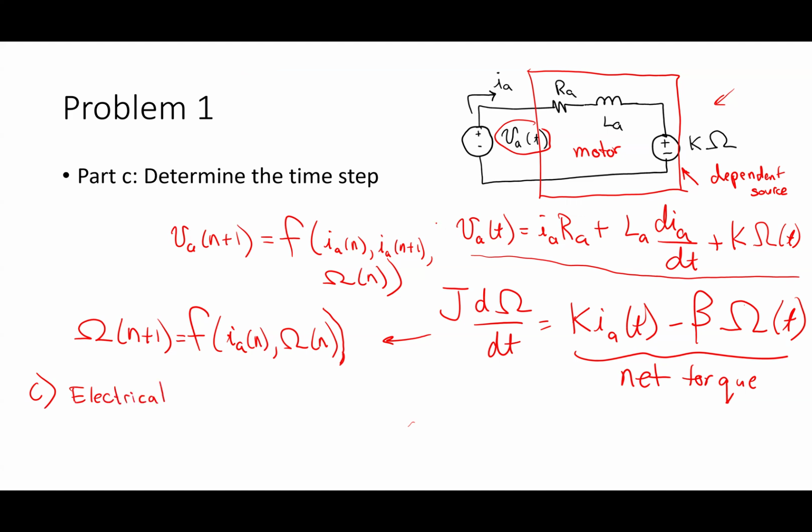So look at the electrical equation. That's this one. This is the electrical. And this is the mechanical. We call them that because basically the electrical came from the electrical circuit, the mechanical came from Newton's laws, right?